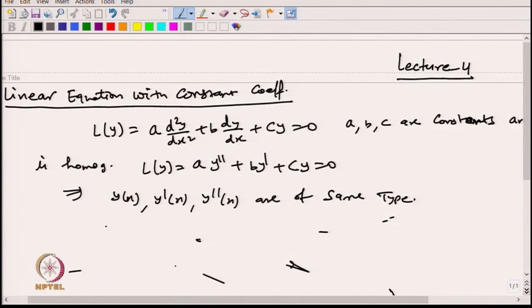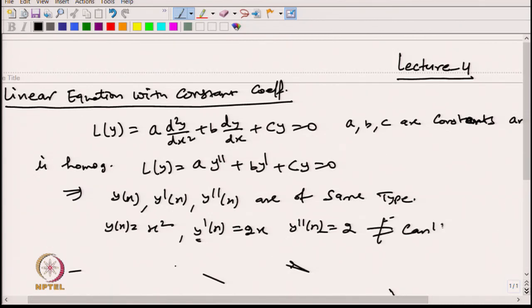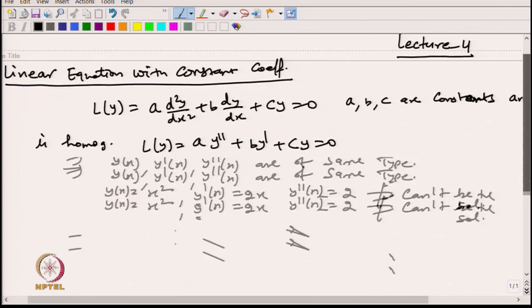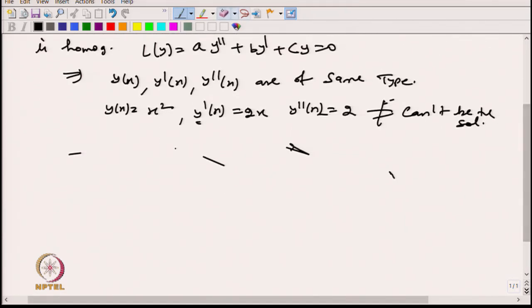Same type means that when I take its derivatives, they should also be of the same type. For example, I start with y(x) equal to some polynomial. Suppose I take y(x) equal to x square. Then I know that its derivative y dash x will be 2x and y double dash x will be 2 only. So, this is a quadratic, this is a linear function and this is 2, a constant function. So, in this case they are of different types, so this cannot be the solution of this differential equation.